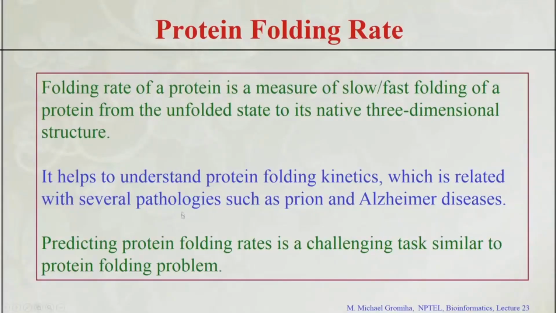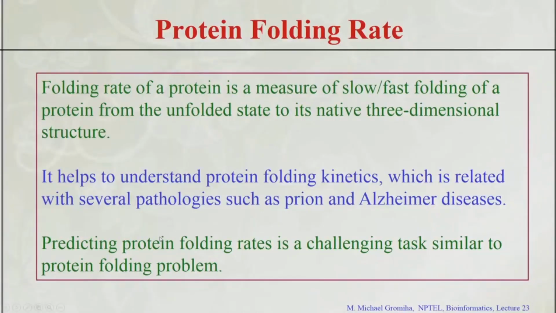Why is it important? Because the folding rate helps to understand the kinetics, which is related with several pathologies like the prion diseases, Alzheimer's disease and so on. So, it is very important to understand the folding rate of any particular protein as well as what will happen if you mutate a specific residue.